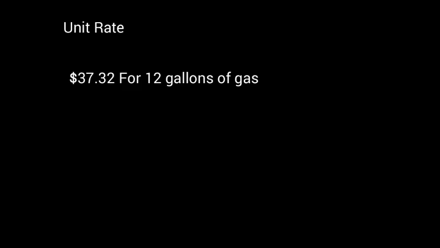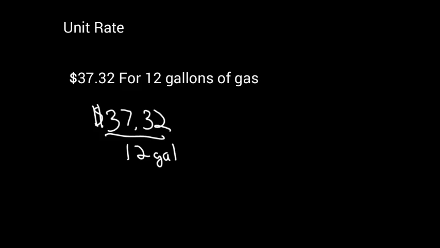Alright, so when finding unit rates, there is a special rate. So we have $37.32 for 12 gallons of gas. To do the unit rate, we have to figure out how much it costs for 1 gallon of gas. So you set up your ratio, 37.32 over 12. Make sure you always have your units. And so in order to get this to be a ratio with a denominator of 1, we need to divide the 37.32 by 12.